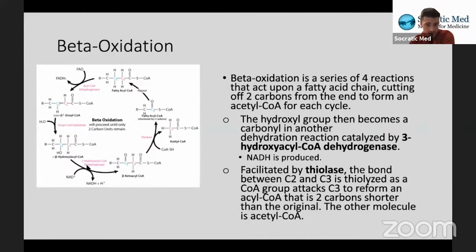So we go from this step over here. We're creating another NADH, one of those high energy electron carriers. And we now, on the beta carbon, have a double bonded oxygen. And like I said, NADH is produced.